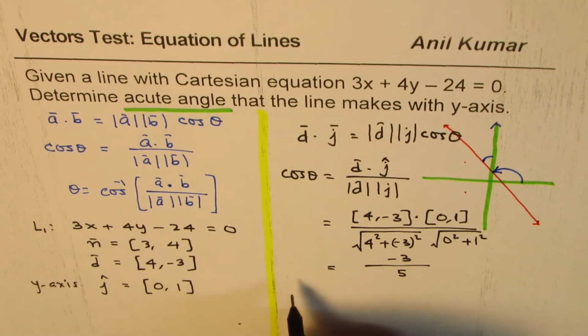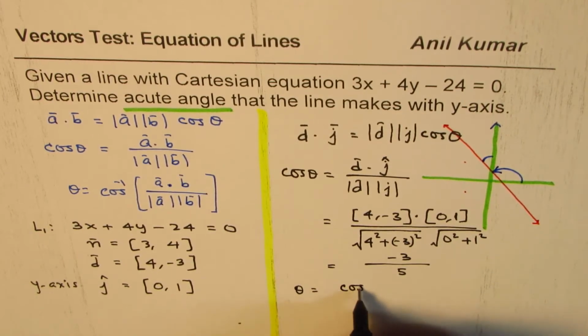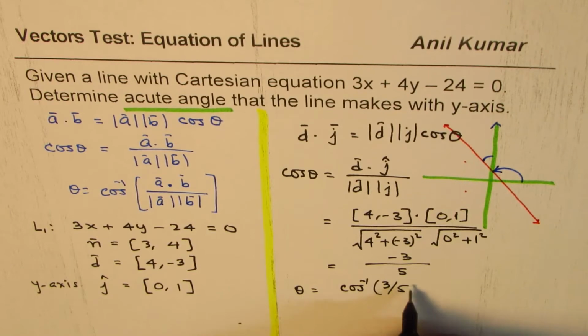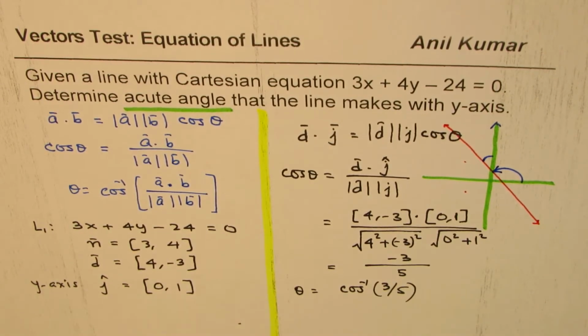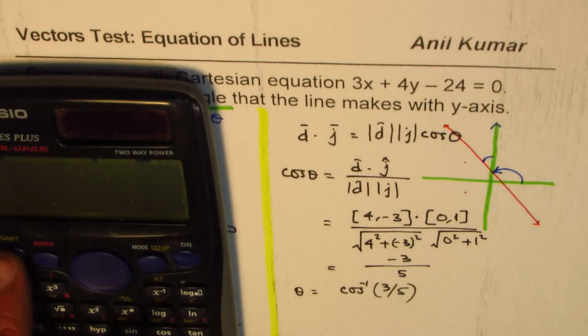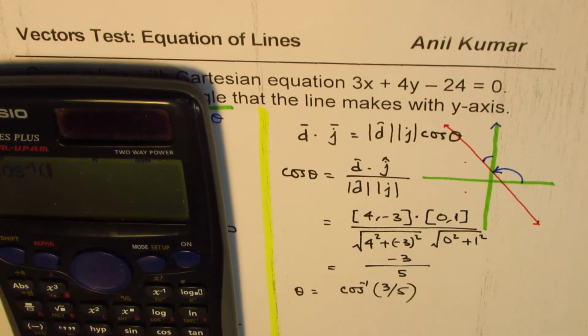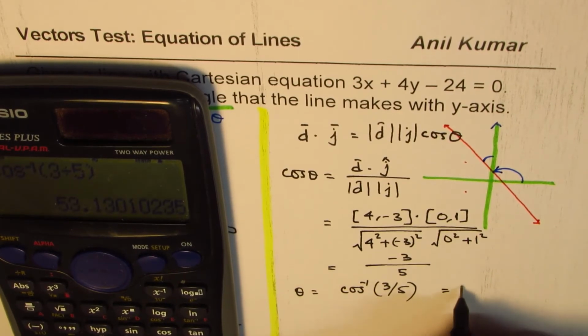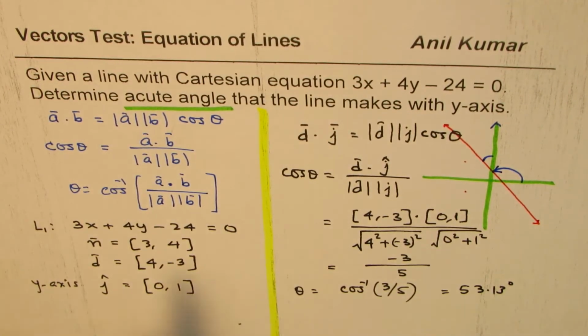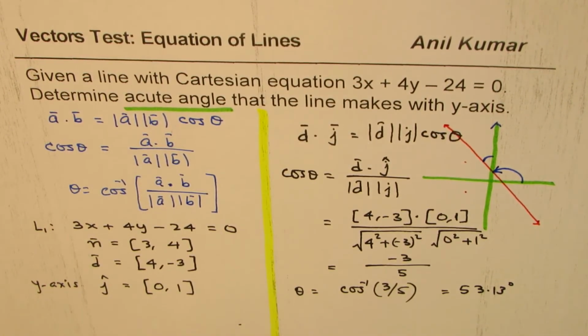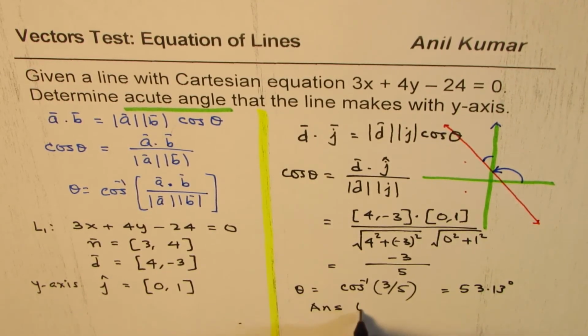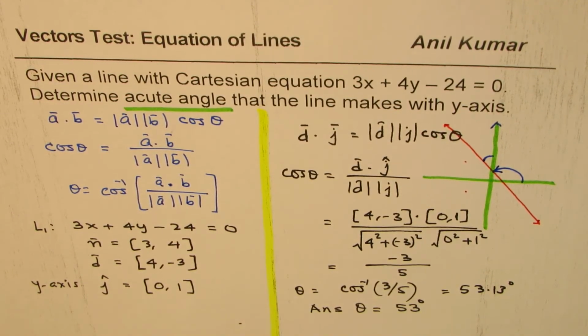So let's find theta, which is cos inverse of 3 over 5. On the calculator, shift cos inverse, 3 divided by 5, bracket closed, equals. We get 53.13 in degrees, right? Let's determine the acute angle that the line makes with the y-axis. We can round this to a whole number and write our answer as theta equals 53 degrees, right? So I hope that is absolutely clear.